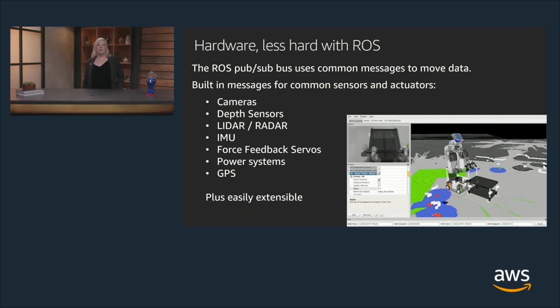There are many built-in messages for common sensors and actuators. Some message types that you'll find in ROS that are baked in include camera messages, depth sensors, LiDAR and radar, inertial measurement units, force feedback servos, power systems, and global positioning satellite data. All of these are easily extended if you want to change the format from a base format.